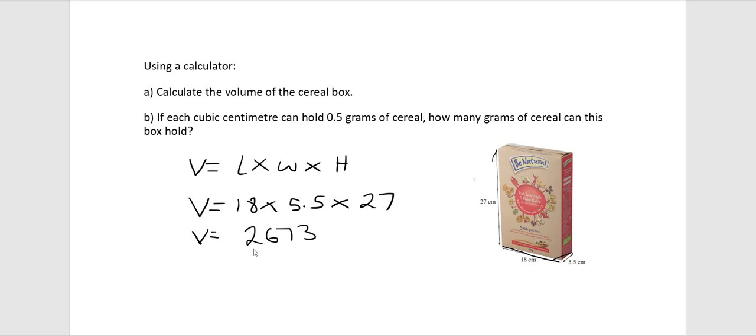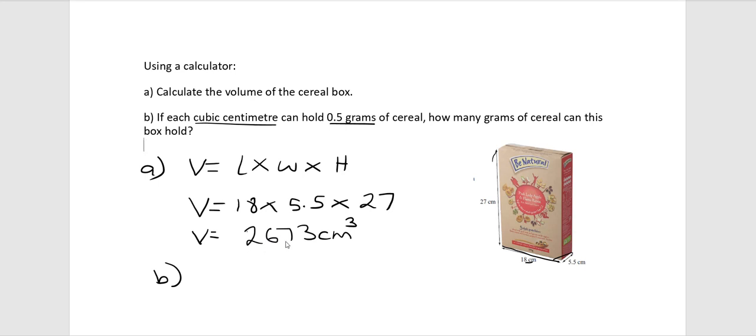So you should have gotten 2,673. Our units are centimeters cubed. So that one's for A. And now we can do B. If each cubic centimeter can hold 0.5 grams, so we have found how many cubic centimeters there are by finding the volume, each can hold 0.5 grams of cereal. How many grams of cereal can this box hold?